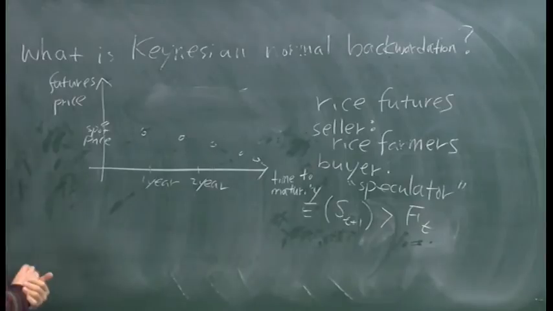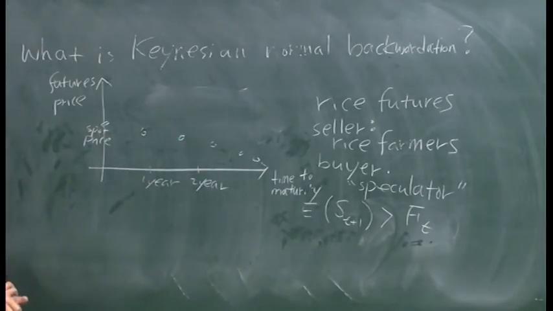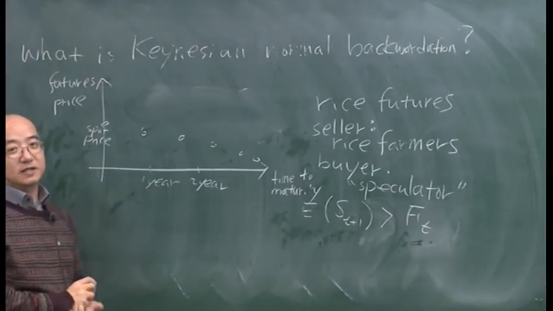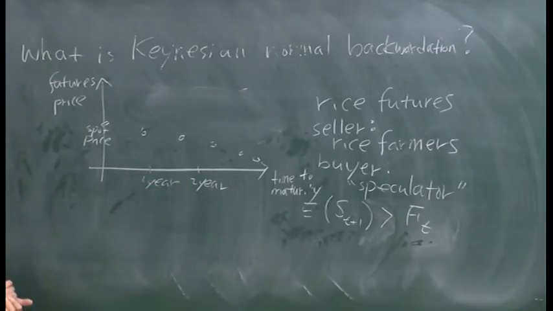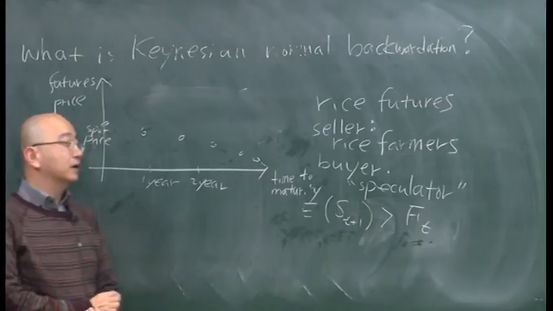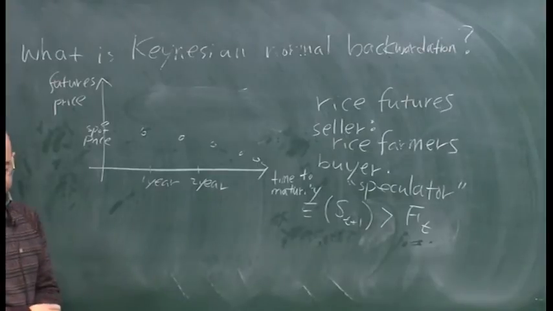And in the market, people call this declining futures price, this downward sloping futures curve, backwardation. They say these futures prices are backwardated. So Keynes called this normal backwardation because according to this story, the backwardation is normal. So this pattern is often called Keynesian normal backwardation.